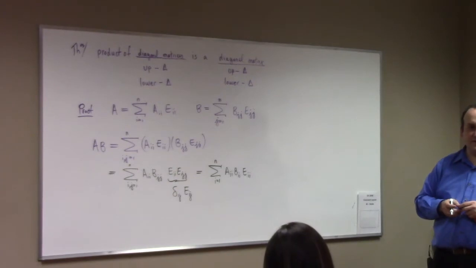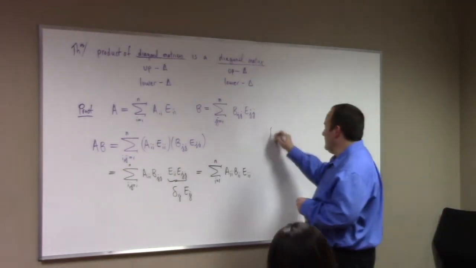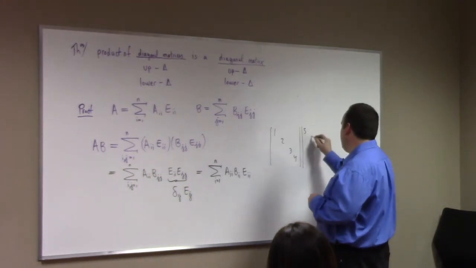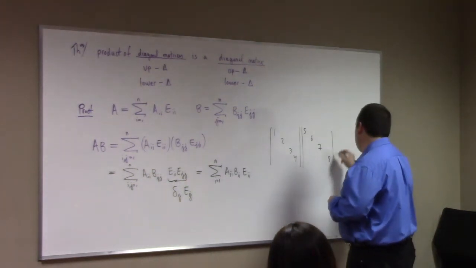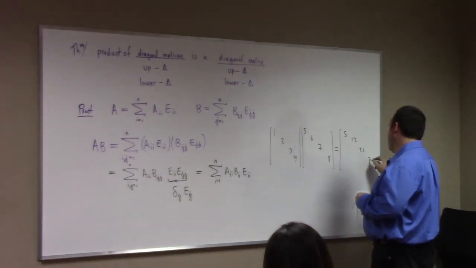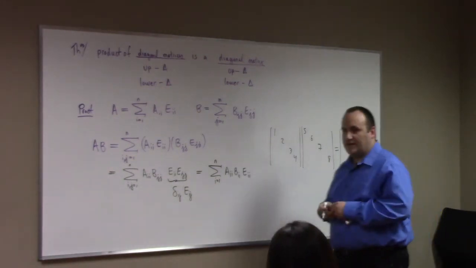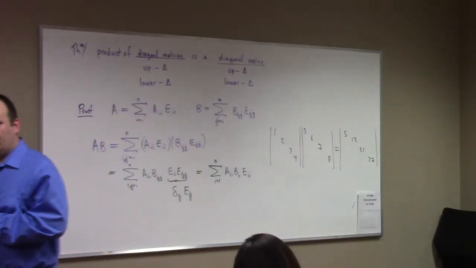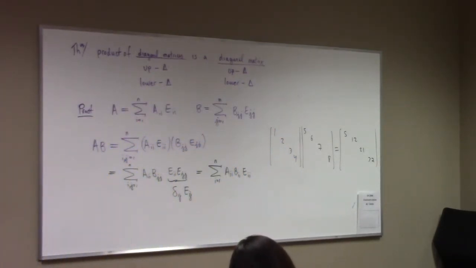It actually shows you how to calculate that diagonal. If I have 1, 2, 3, 4, and I multiply it by 5, 6, 7, 8, I don't even need to think about it. If I look at the proof, I know I've got 5, 12, 21, 32, because the product of a diagonal matrix is just the product of the diagonals. When you write something like that, it's assumed that the rest of the entries are 0.